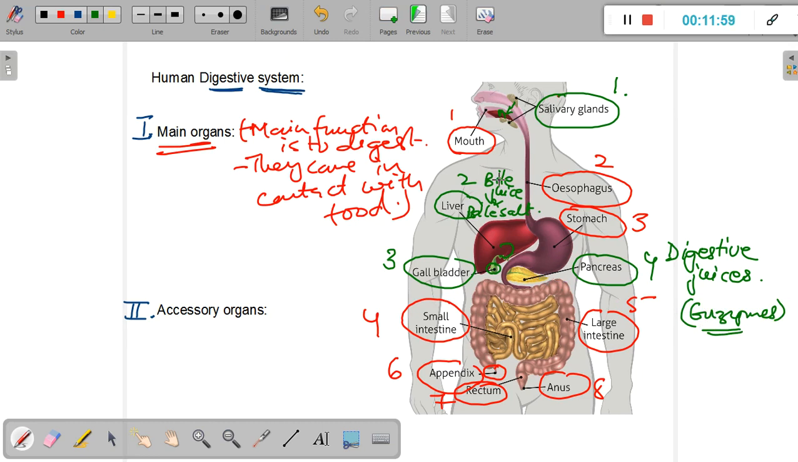So I hope you've understood the difference between the main organs and the accessory organs. There are 8 main organs and there are 4 accessory organs in the human digestive system. Now very rapidly we'll go to each of these organs and study their function in details in our later classes.